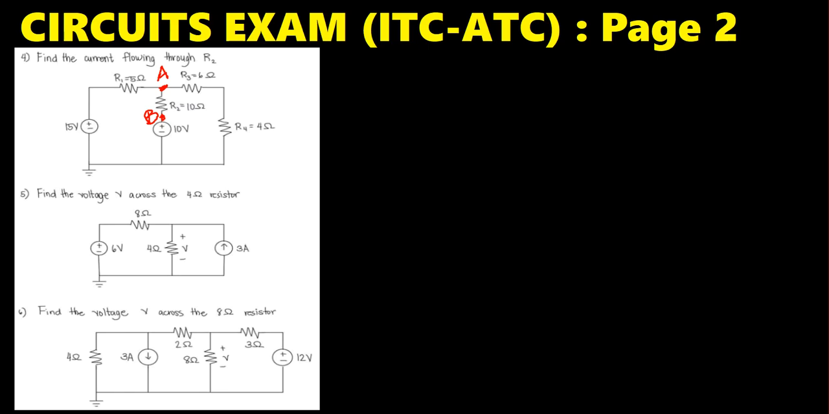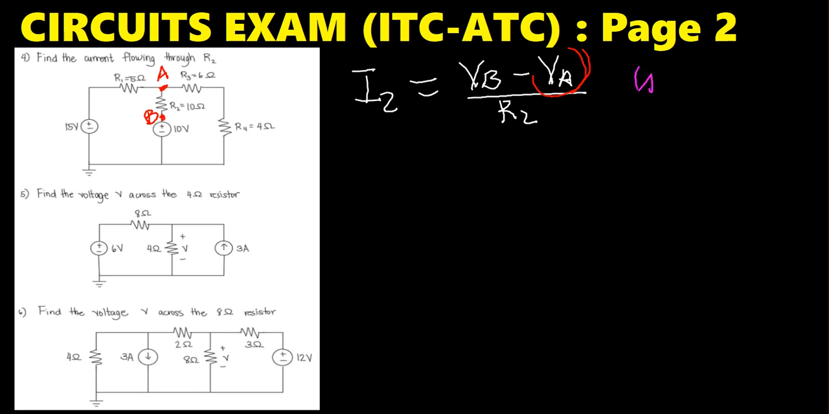This means that, let's call that current I2, will be equal to V at the higher potential, here VB, minus V at the lower potential, VA, all over the resistor across, which is R2. We have all the elements, but we don't have this VA. The only unknown point here is VA. So we are going to find VA and perform that operation. Let's call this equation number 1.